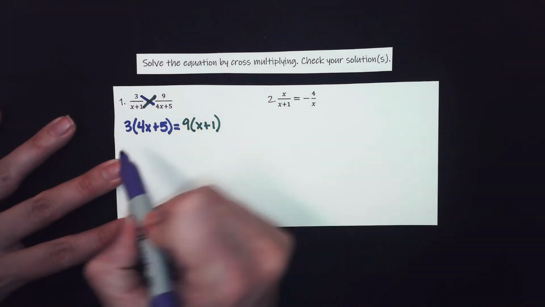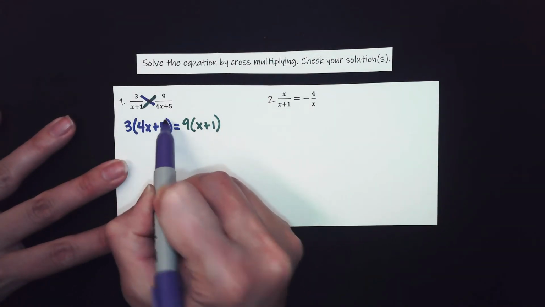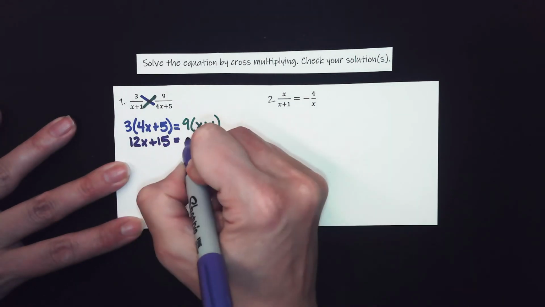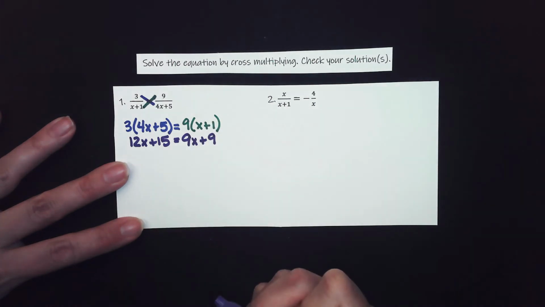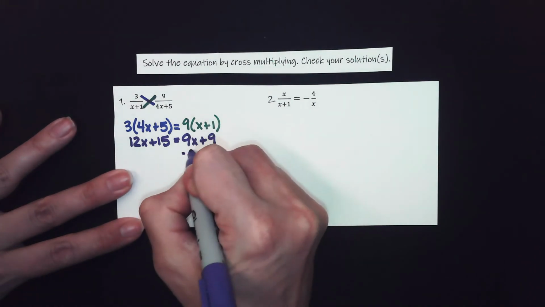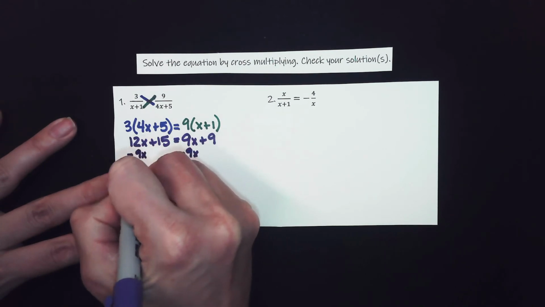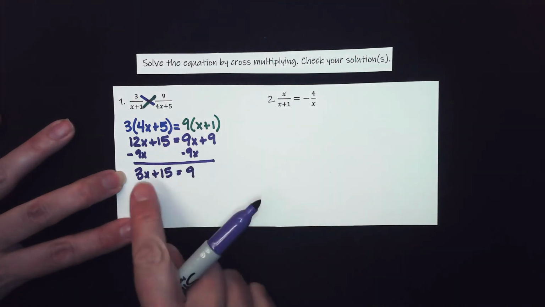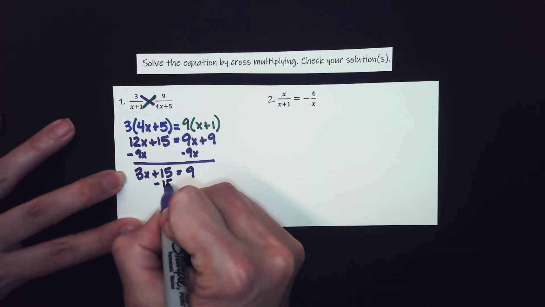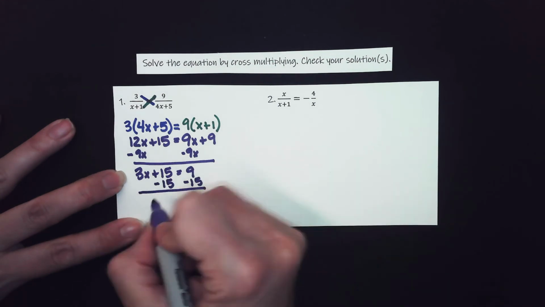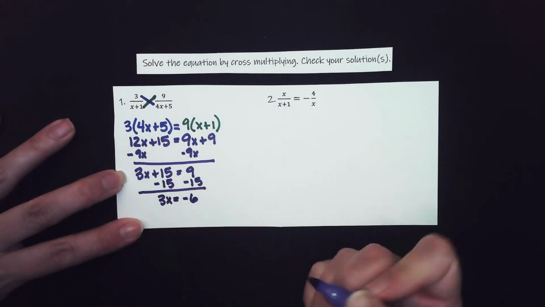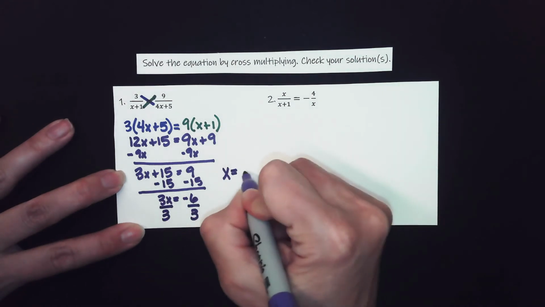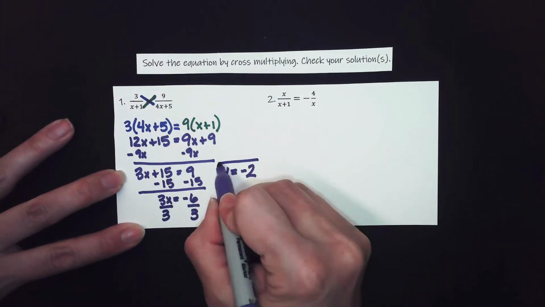So, all right, I need to simplify both sides, so I'm going to distribute the 3. I get 12x plus 15. And on the right side, I need to distribute the 9. So I get 9x plus 9. All right, let's move x's to one side. So I'm going to subtract the 9x. So I get 3x plus 15 equals 9. Let's get this constant to the other side so we can solve for x. So I get 3x equals negative 6. To get x by itself, we divide by 3. So we get x equals negative 2. Negative 6 divided by 3 is negative 2.